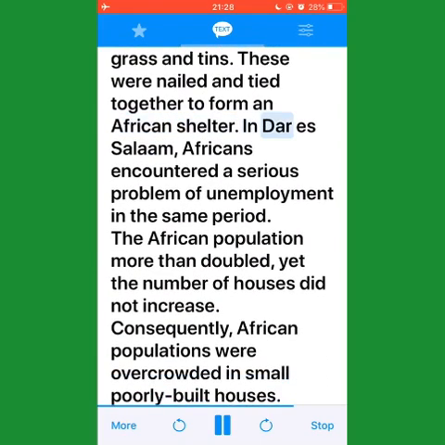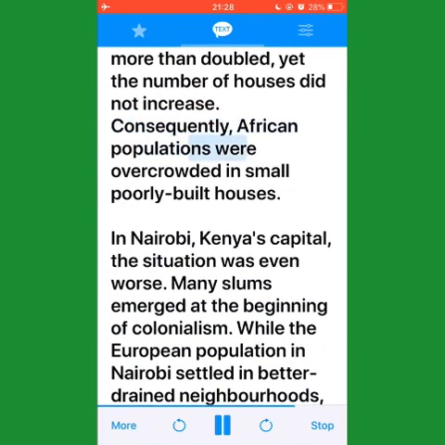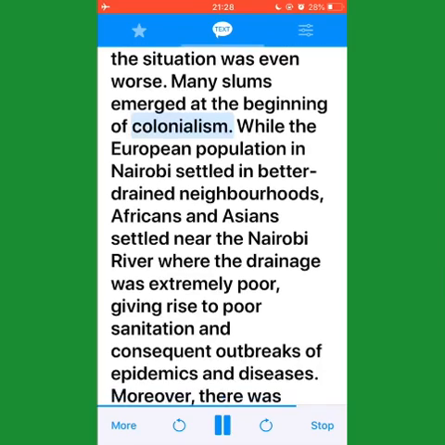In Dar es Salaam, Africans encountered a serious problem of unemployment in the same period. The African population more than doubled, yet the number of houses did not increase. Consequently, African populations were overcrowded in small poorly built houses. In Nairobi, Kenya's capital, the situation was even worse. Many slums emerged at the beginning of colonialism.